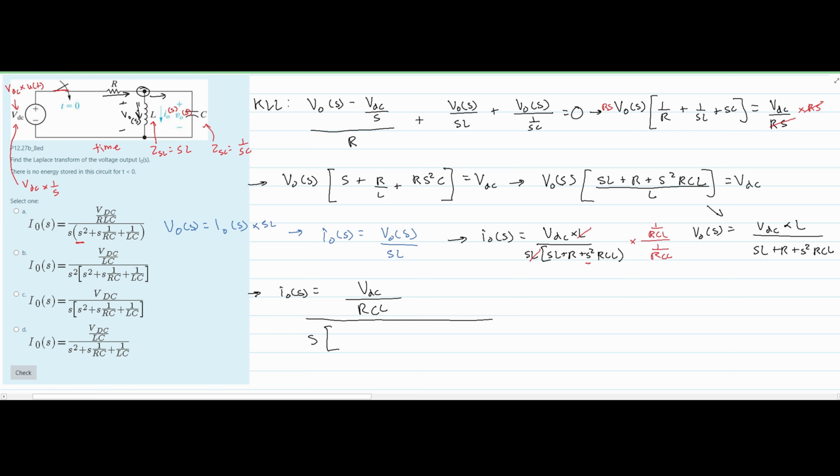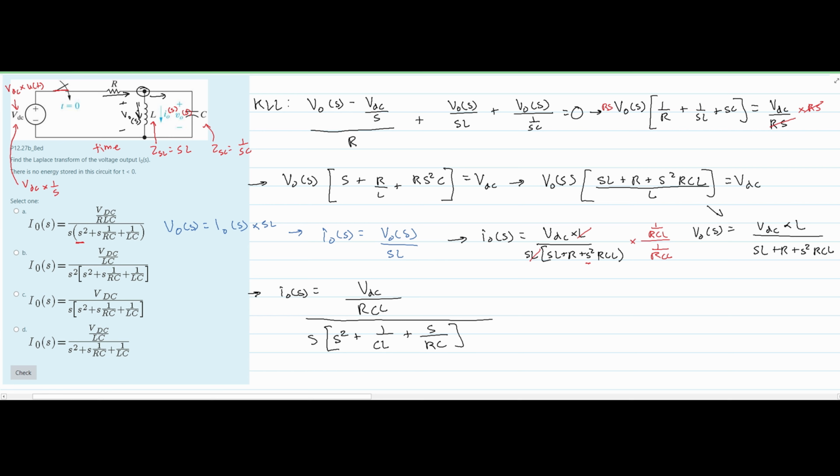Now we're going to go inside of our brackets. We're going to start off with our S squared, and then we're going to look at the R. So we're going to have 1 over C L, and then we're going to have a plus S divided by R C.